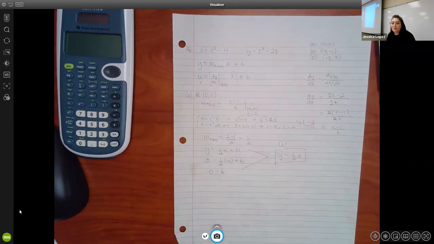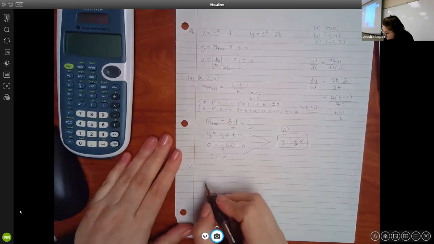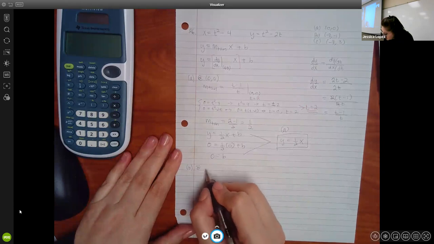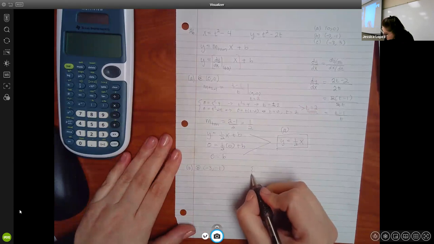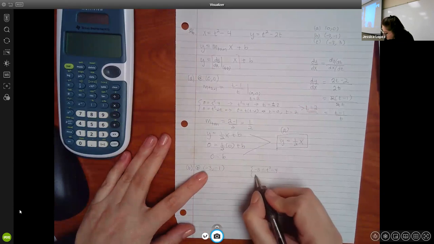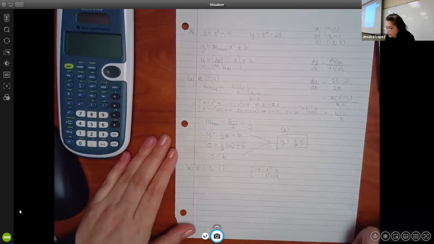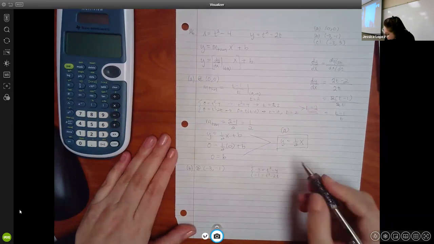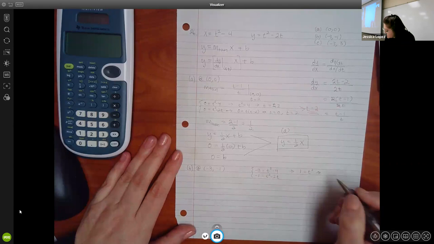We're going to have to do the same thing, but now that we know the process, it might not be so long. We can do the same thing for B. This time we're doing it at the point -3, -1. So let's do our system of equations. x is -3, which should be t squared minus 4. y is -1, which should be t squared minus 2t. So the top one, if I add 4, I will get 1 equal to t squared. And if I square root, I'll get t equals plus or minus 1.